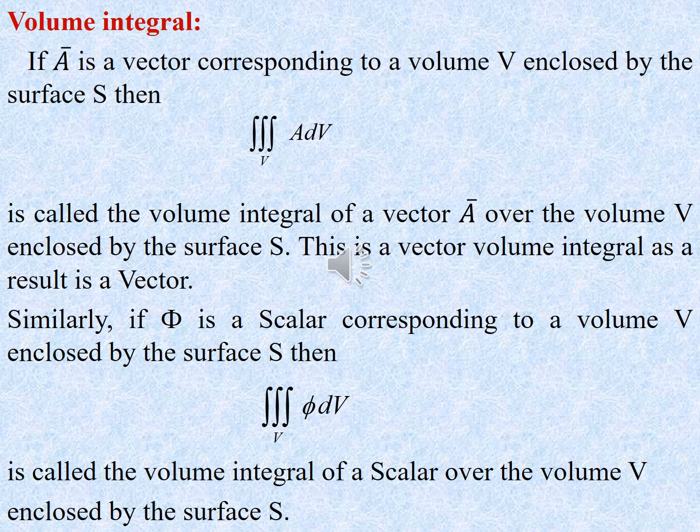Next one, volume integral. If a bar is a vector corresponding to a volume V enclosed by a closed surface S, this can be written as the triple integral over V of a bar dot dv. Next one, if phi is a scalar corresponding to a volume V enclosed by the surface S, then it can be written as the triple integral over V of phi dv. It is called the volume integral of a scalar over the volume V enclosed by the surface S.